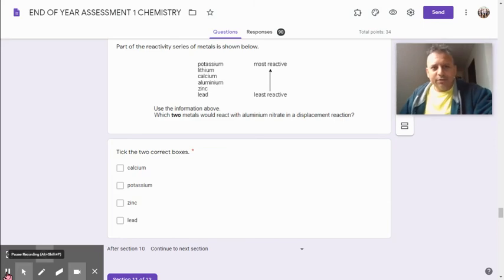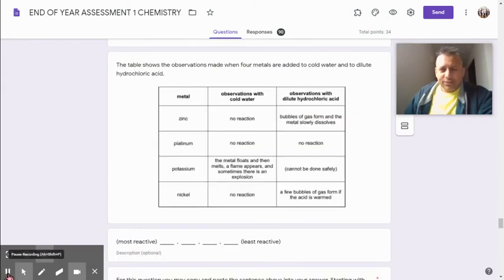The next question, part of the reactivity series of metals shown below, which two metals would react with aluminium nitrate? Well, those two metals would actually have to be above aluminium. So the two ones that you should select are calcium and potassium from the list. Now, in the next question, there's a lot of information that you needed to lift from this table. So table skills were what was being tested. Immediately, you can see that platinum has no reactions with either cold water or acid.